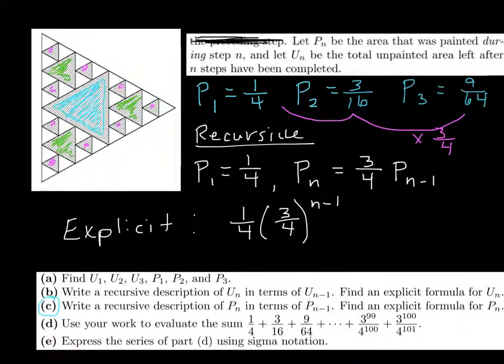Cassie? Why do you put 1/4 in front of the 3/4? Because that's my starting point right here. Almost like your y-intercept in a way.